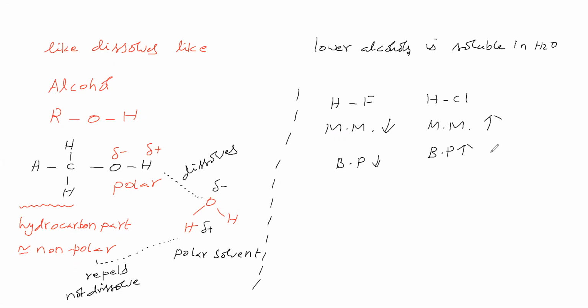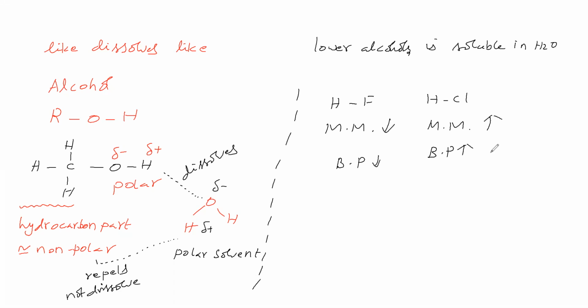So when you are deciding which has the higher boiling point and which has the lower boiling point, you see the molecular mass. If the molecular mass is high, then you say it has the higher boiling point. Only then do we consider the rest of the factors. First we have to consider the molecular mass.